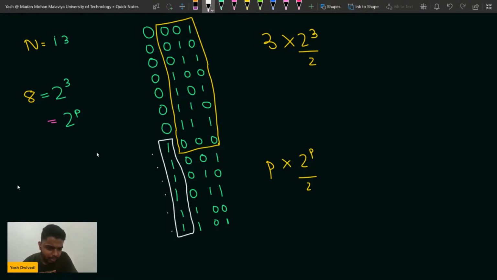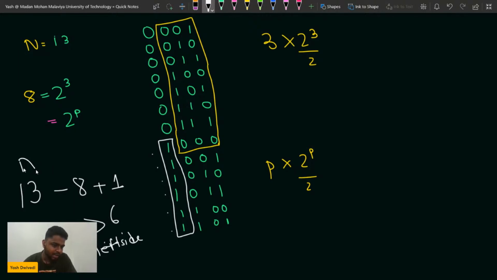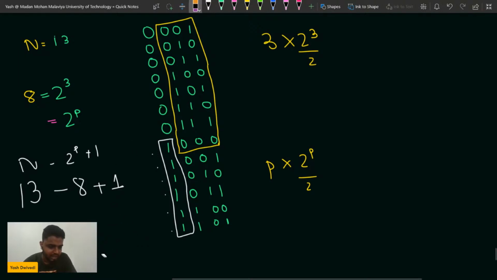For that, if I have n as 13, then if I do 13 minus 8, I will get 5, plus 1, then I will get this value, that is 6 extra bits on the left side. Is this clear? So I have to do n minus 2 to the power p plus 1. Is this part clear? Yes, thanks a lot for this confirmation that everyone is clear. Is this clear to you as well?